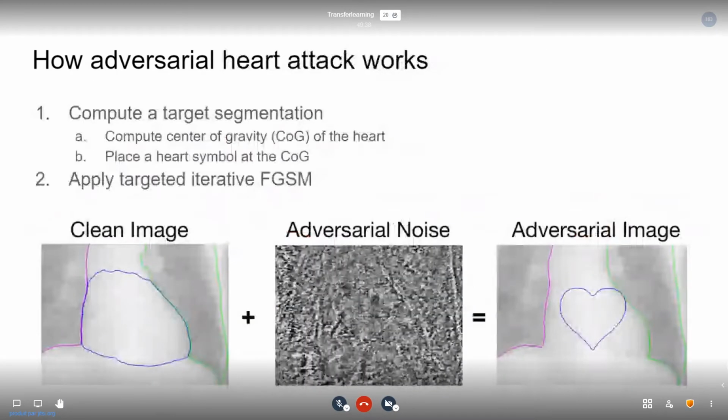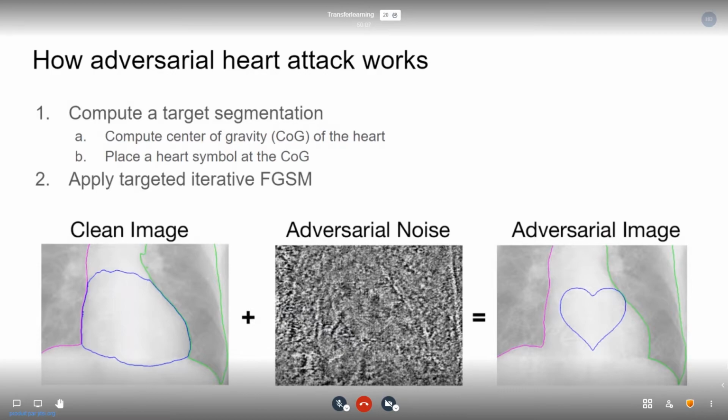So adversarial heart attack is based on this targeted iterative FGSM. And one thing that we need for this heart attack is the target segmentation, and that we get just by computing the center of gravity of the heart and placing a heart symbol in there. And we use that as a target for iterative FGSM.